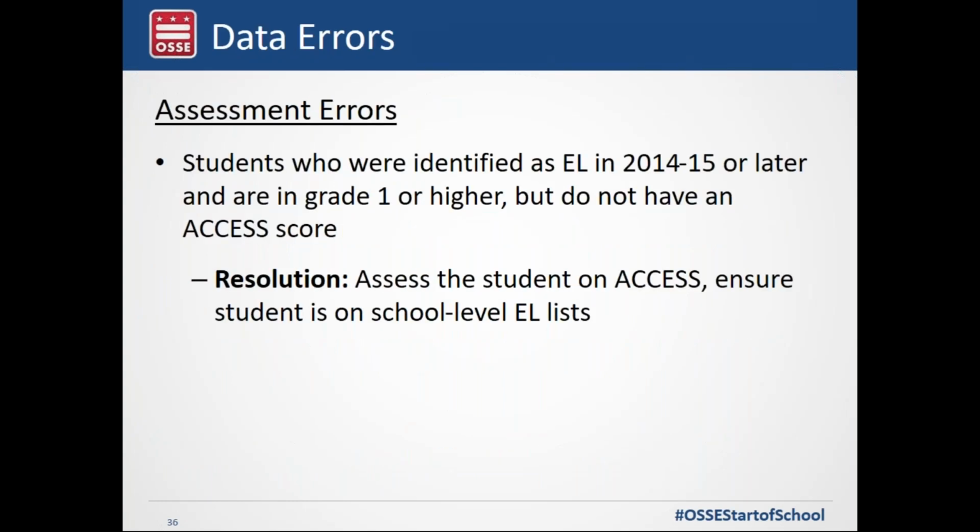So the first kind of error, you'll see these in the Unified Data Errors tab under Assessment Errors because it's tied to ACCESS. So these are students who are identified as English learners since 2014-15 or later. They're in grades kindergarten or higher, or really first grade, sorry, because they would have tested the year before, but they've not taken ACCESS or they have not scored proficient on ACCESS. And so the main thing is that you need to make sure your students are being assessed on ACCESS so that we can see how they are progressing and determine if they no longer need English learner services if they score proficient.